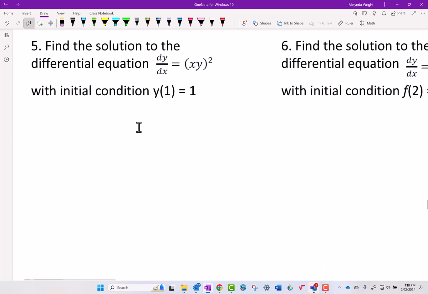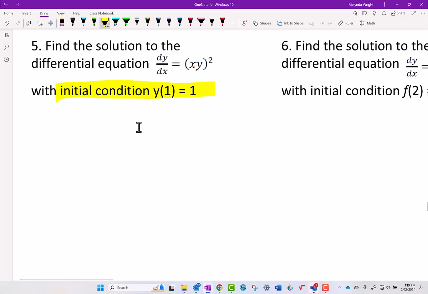And how do I know? It doesn't say particular. How do I know it's particular? Because it gives me this, an initial condition. That's how I know it's particular. It wants me to find C. Okay, it wants me to find C. It doesn't say particular, but it gives me the initial condition, so I am required to find C.